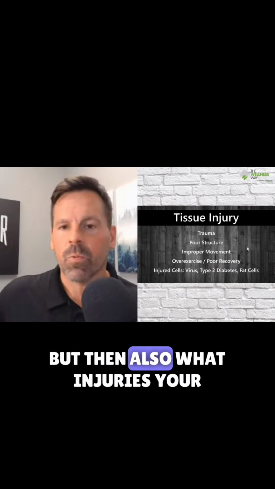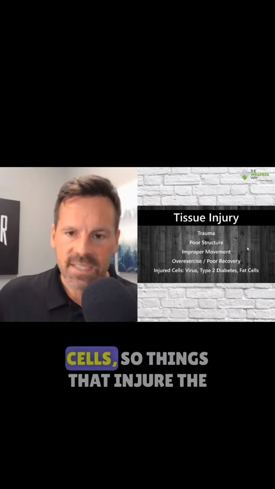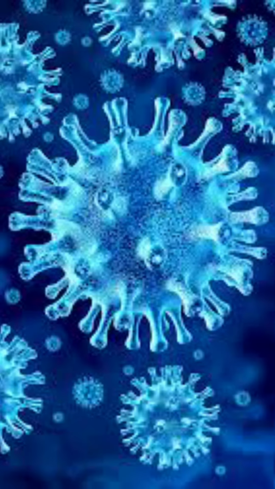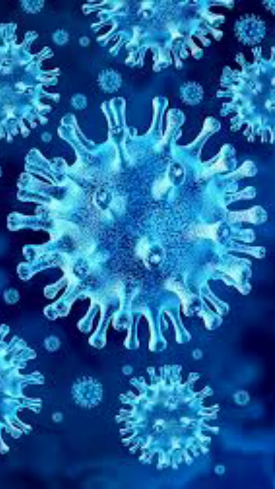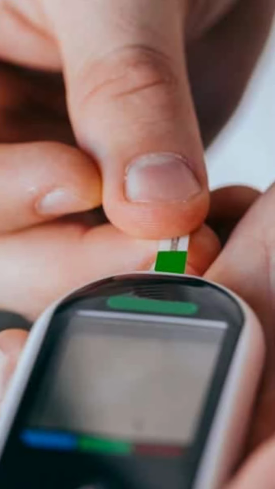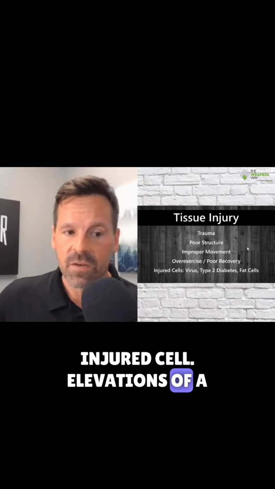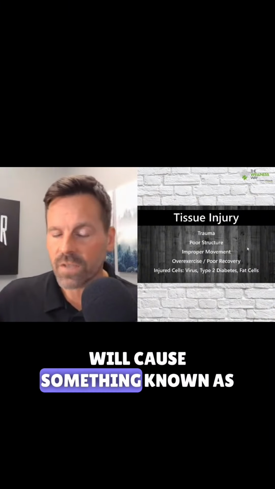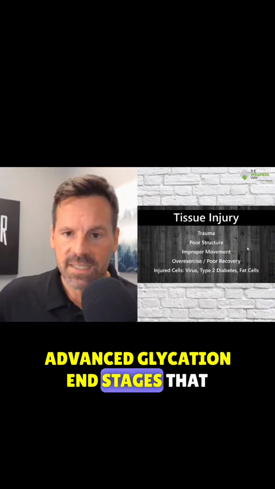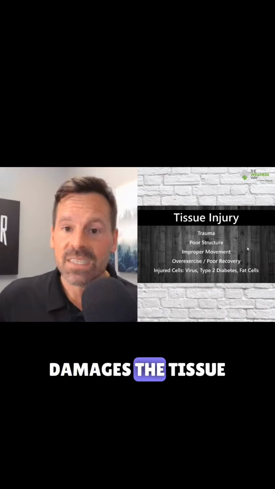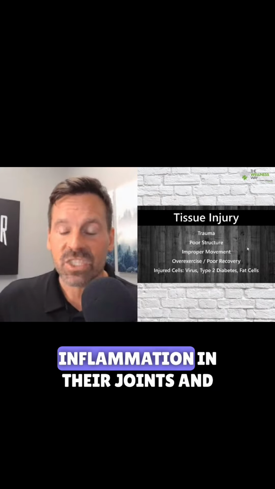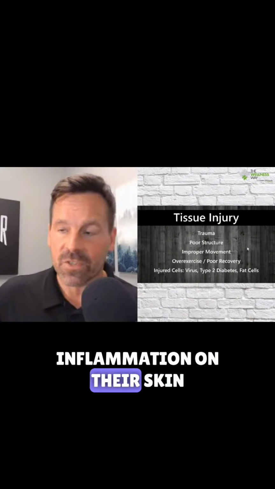But then also, what injures your cells? What will cause an injured cell? A viral infection will cause an injured cell. Type 2 diabetes will cause an injured cell. Elevations of blood sugar over a long period of time will cause something known as advanced glycation end products that damage the tissue. And that's why people with type 2 diabetes have so much inflammation in their joints and inflammation on their skin.